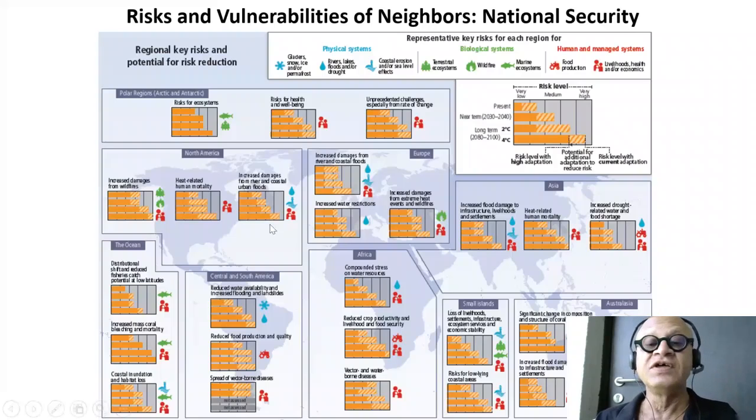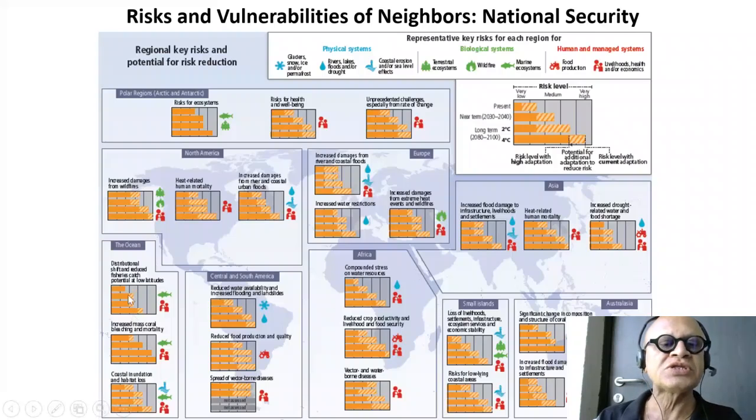Okay, so those are the kind of risks and adaptation measures that need to be considered. For Europe also, water restrictions are a risk and vulnerability, extreme heat events and wildfires, and in Asia, it's increased flood damage to infrastructure, livelihoods, and settlements, heat-induced human mortality, increased drought-related water and food shortages. So each place has slightly different impacts of climate and different risks and vulnerabilities which they have to plan against.